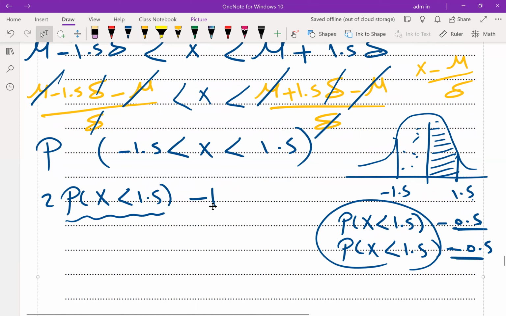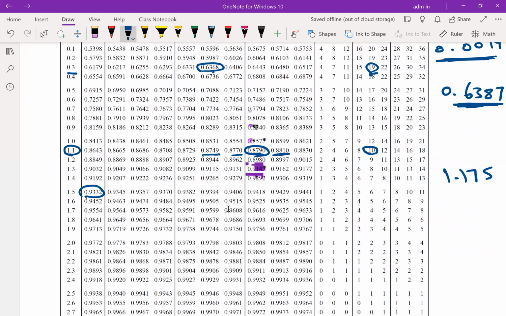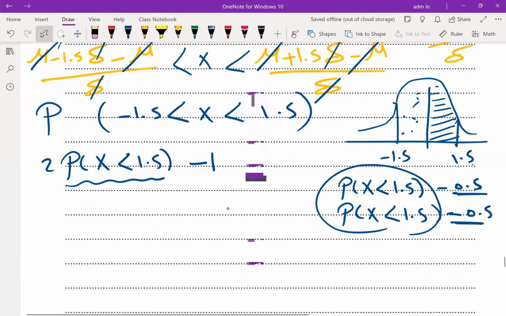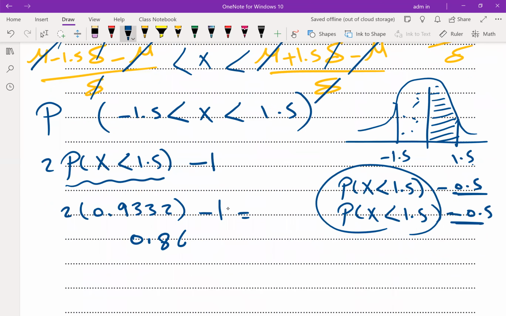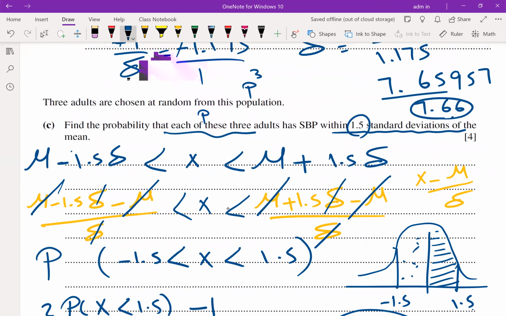Now look at the table for 1.5. This value is 0.9332. Double it: 2 times 0.9332, minus 1. When you calculate this part, you will get 0.8664. So now to get the probability that each is within 1.5 standard deviations from the mean.